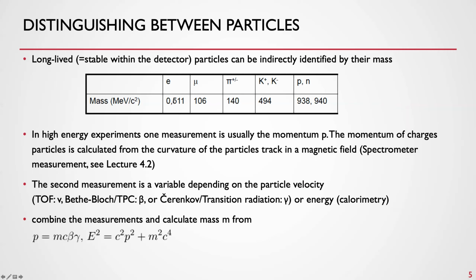Electron is 511 kiloelectron volts of rest mass. Muon is 200 times more. Pion is 140 MeV. Kaons are around 500 MeV. And then protons and neutrons around 1 GeV. So we talk about particle masses between the 1 MeV and the 1 GeV regime that are useful for discrimination.